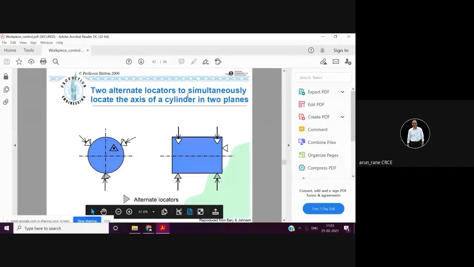Now here, two alternate locators to simultaneously locate the axis of a cylinder in two planes. Now what do you understand here? What do you mean by alternate locators? Any idea?